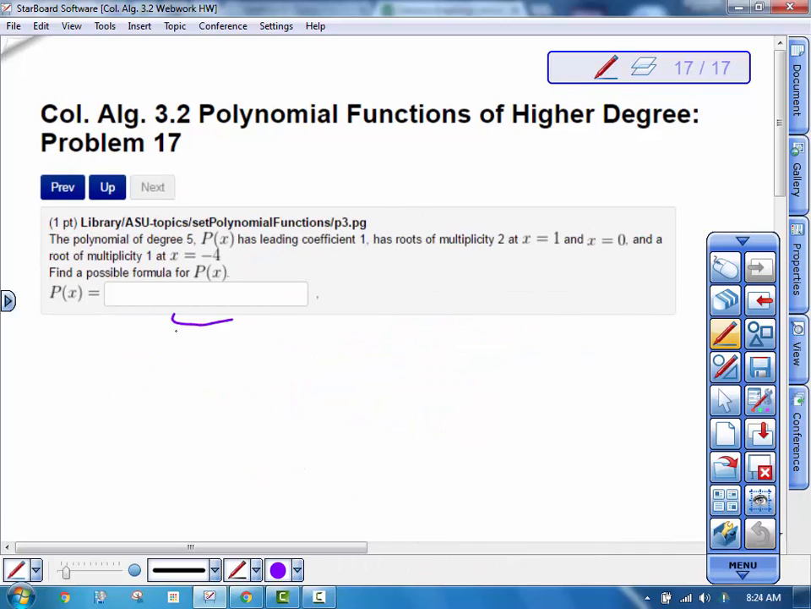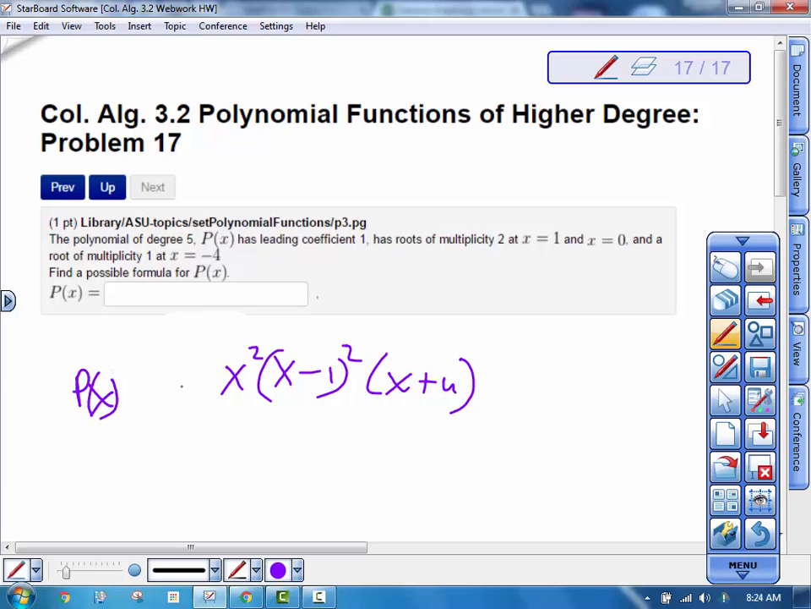Last problem is similar, but this time it's fifth degree. Leading coefficient is 1. It has roots of multiplicity 2 at x equals 1, so that'd be x minus 1 squared. And x equals 0, so that'd be x squared. And then it's got a root of multiplicity 1 at x plus 4. So then the leading coefficient's 1, so they gave us our a value. It has to be 1. So there's our polynomial. They call this p of x. And that would be just fine if you type this in.